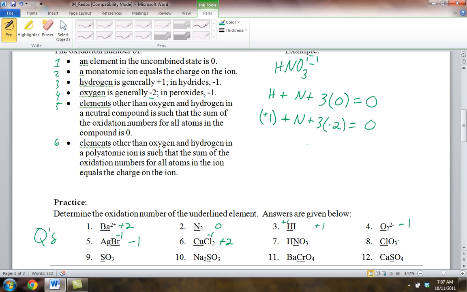So we can now just solve this algebra problem and solve for N. N is equal to 5, so nitrogen's oxidation state would be +5. So hopefully that gives you a little bit of an overview of how to assign oxidation numbers.